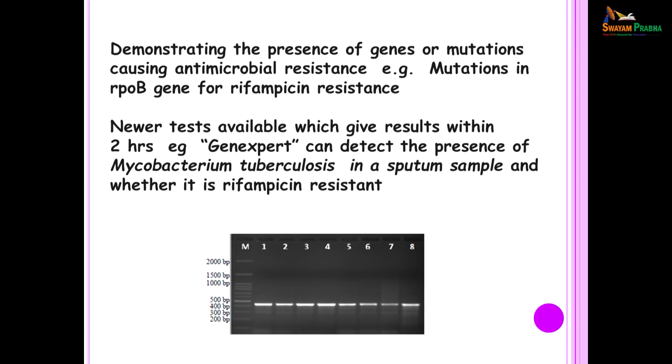PCR can also be used to demonstrate the presence of genes or mutations in genes causing antimicrobial resistance. For example, mutations in the rpoB gene for rifampicin resistance in the case of Mycobacterium tuberculosis will indicate that the patient has multi-drug resistant tuberculosis.